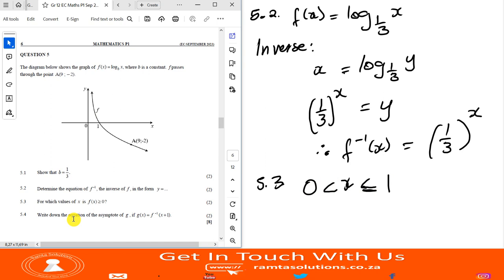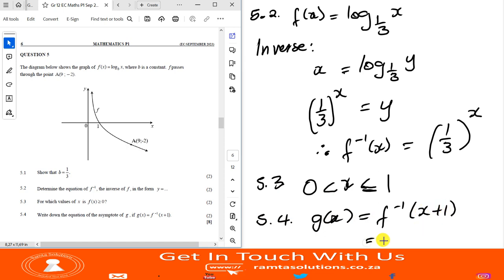Okay, perfect. Now 5.4, write down the equation of the asymptote of g if g of x is f inverse plus whatever. So we will do this. 5.4, we know the answer already, but we will do this. 5.4 is g of x. I want you to see your answer. g of x is f inverse of x plus 1.